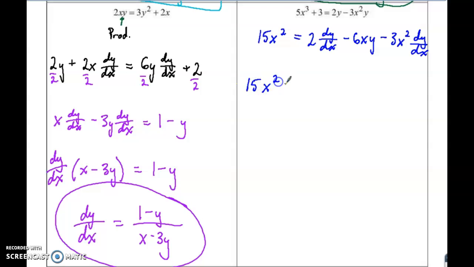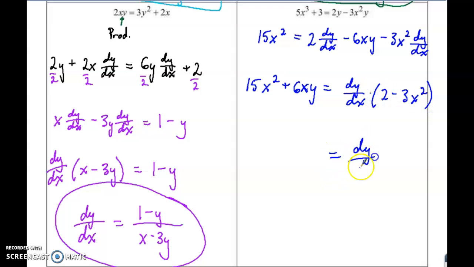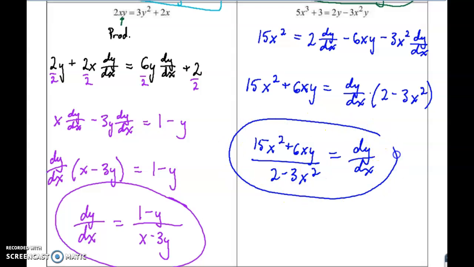So 15x squared plus 6xy will be equal to, let's go ahead and factor out that dy/dx in there as well, 2 minus 3x squared, and then it's sort of like a multiplication problem that you can solve by dividing over. So we have 15x squared plus 6xy all over 2 minus 3x squared. And this derivative will find us any slope at any point on this, it's not a function anymore, of this curve.